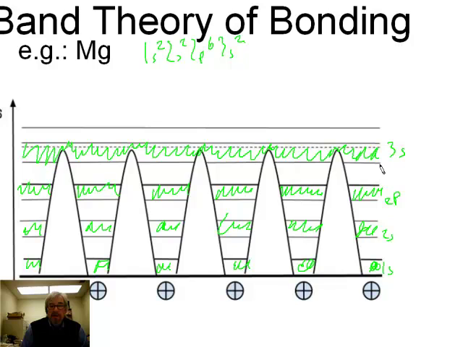However, the 3p band in magnesium overlaps with it, so it's actually in the same energy zone. So these electrons can jump up into the 3p band, and then they can move. They can conduct through the crystal. So if I put a positive charge and a negative charge on opposite ends of a piece of magnesium, those electrons will jump up into the vacant band and move through the crystal.